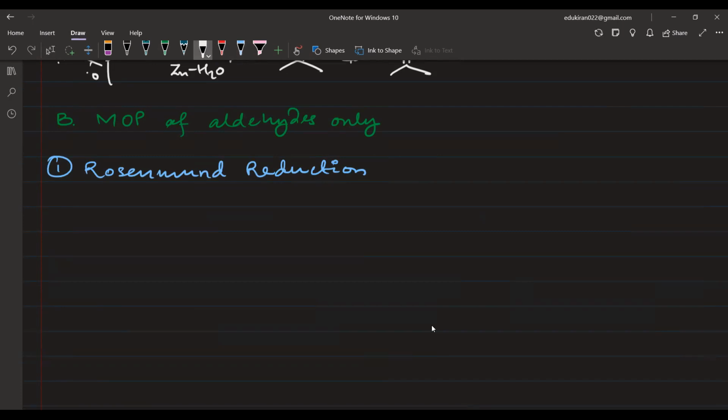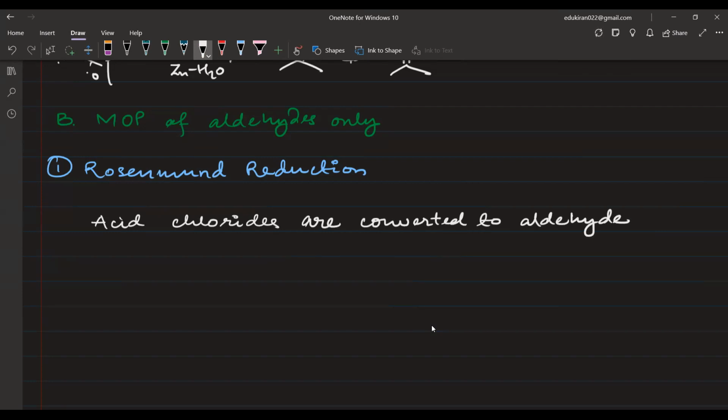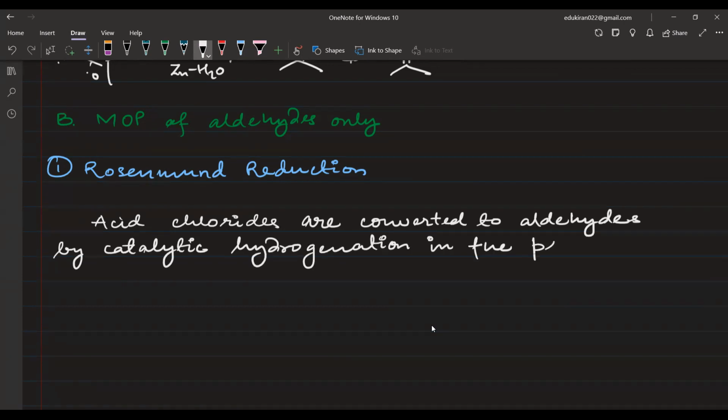Please write. Acid chlorides are converted to aldehydes by catalytic hydrogenation in the presence of palladium over barium sulfate.